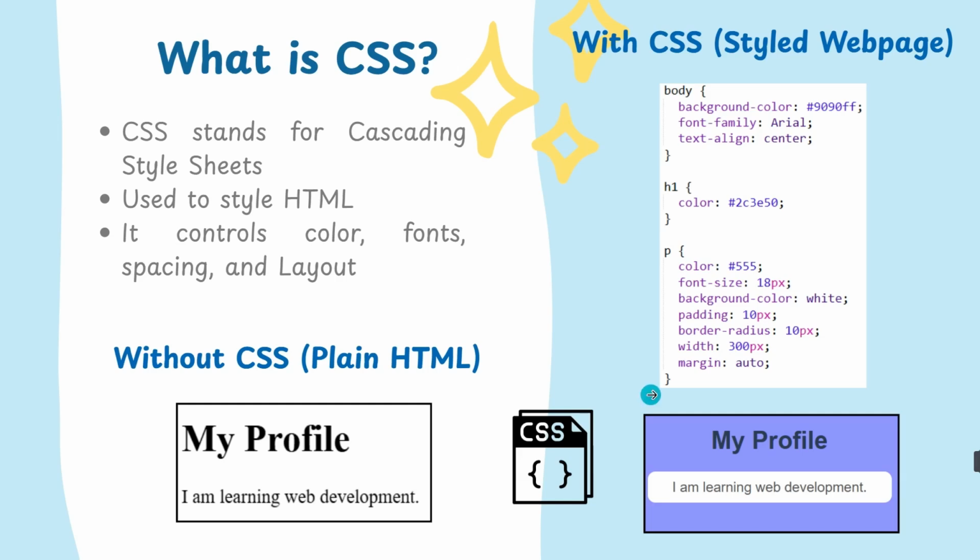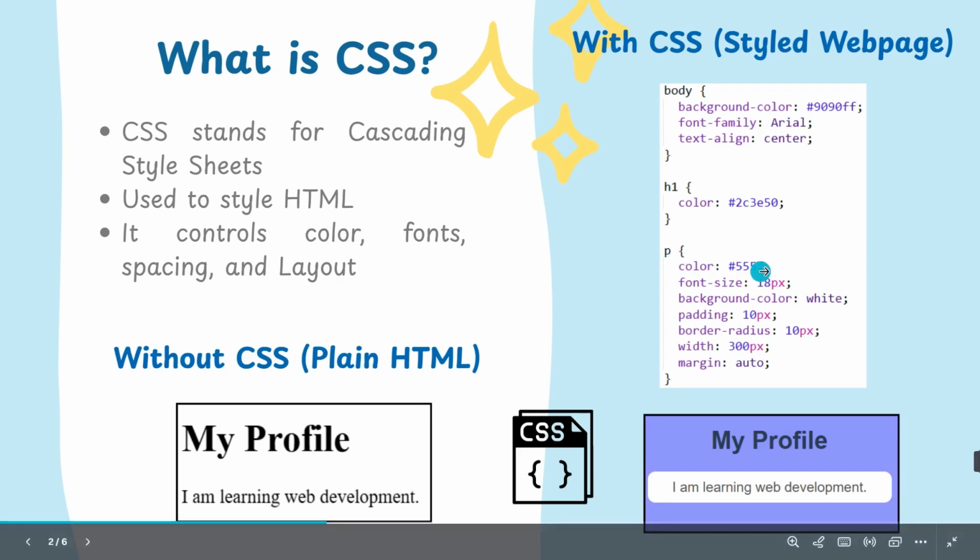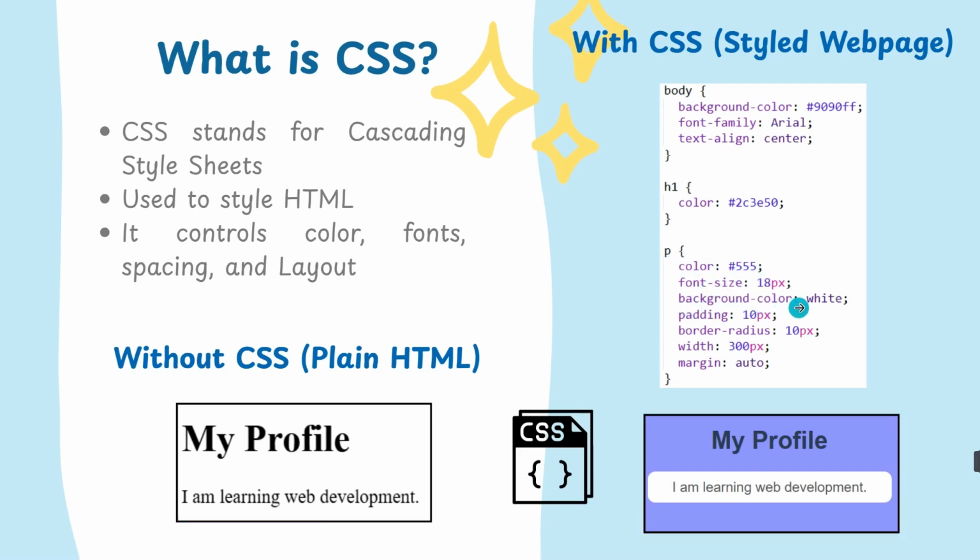For example, with CSS we can change the text color, font size, and background color. You can give other styling like padding and border radius. We can set the width of the paragraph, and put spaces around the content and between the content. So in short, HTML builds the page and CSS styles the page. So basically, without CSS, a web page looks plain and basic, and with CSS, the web page becomes more attractive and easier to read.